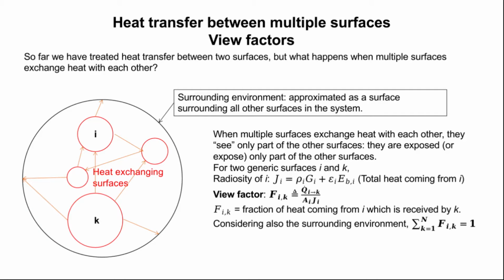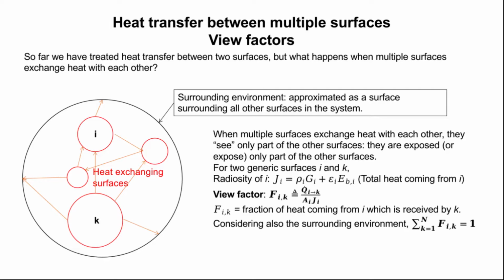So far we have treated heat transfer between two surfaces. But what happens when multiple surfaces exchange heat with each other? Let's consider this system. Multiple surfaces exchange heat with each other in the surrounding environment. As shown in the figure on the left, the surrounding environment can be considered as a big surface, enclosing all other surfaces inside it. In this system, each surface is able to see only part of the other surfaces. So it is exposed to only part of the heat coming from those surfaces. Or it exposes the other surfaces to only part of the heat coming from it.